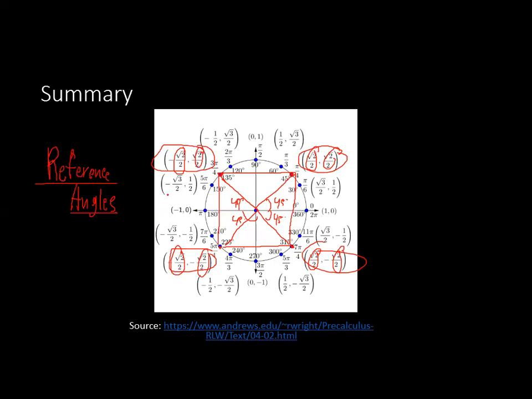Reference angles. That is the reason why if you're going to get the angle of 45 degrees, 135, 225, 315 degrees, the numbers are the same. Square root of 2 all over 2, square root of 2 all over 2, but the signs only differ. And again, it was due to the reference angles. So we will talk about that soon.